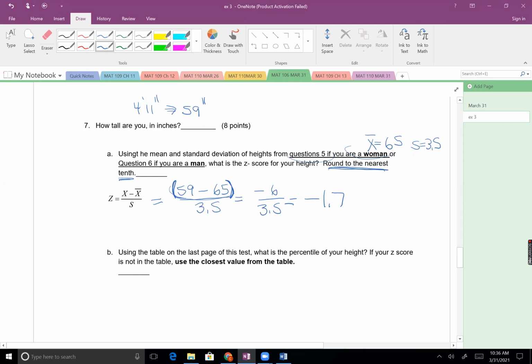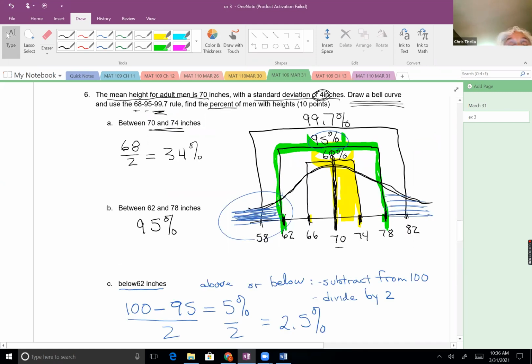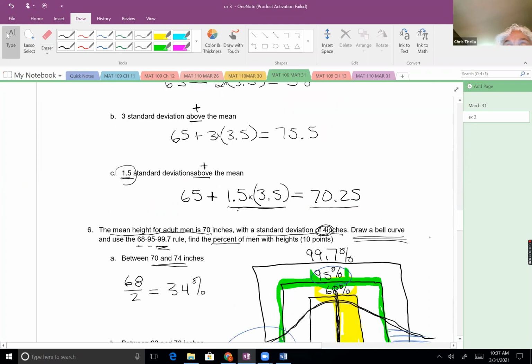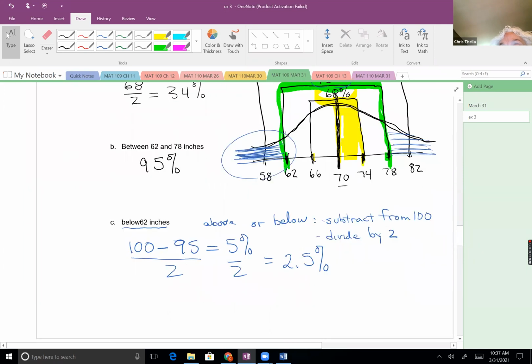Where did the 65 and the 3.5 come from? We just need to know that. No, you won't have a question quite like this on the test. On the test, they'll give you that information. But because I wanted to have both the information for men and women, when I wrote this test, I said, okay, if you're a woman, you're going to use the mean and standard deviation from question 5. There was the mean and standard deviation for women. And if you were a man, you were going to use the mean and standard deviation from question 6. But that would be given to you.